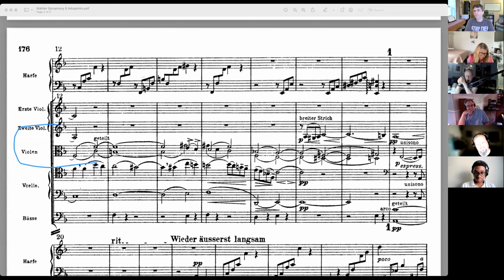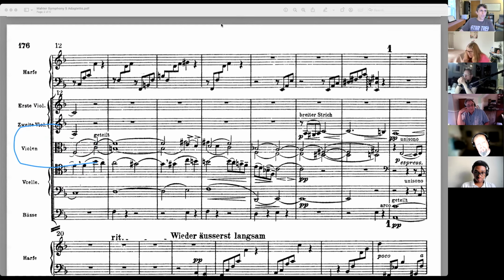So, for the individual players? Yeah, every viola player is going to have the exact same part, and all of those viola parts are going to have this on one line. Okay, thank you. Yeah, good question.